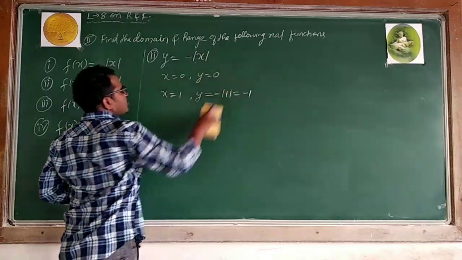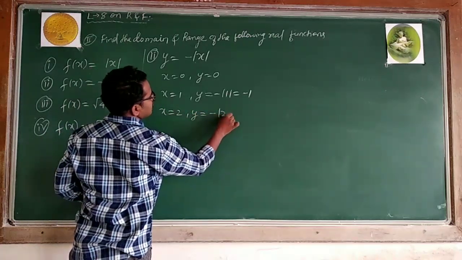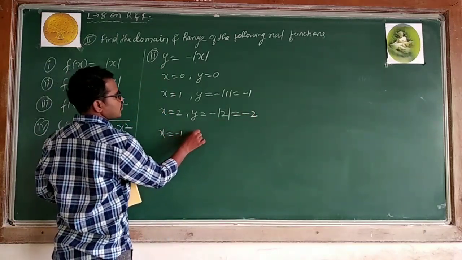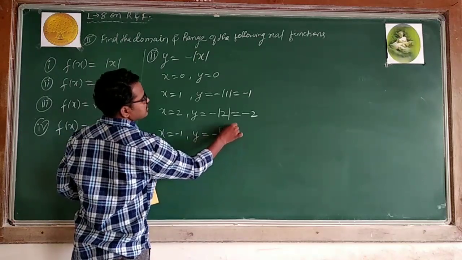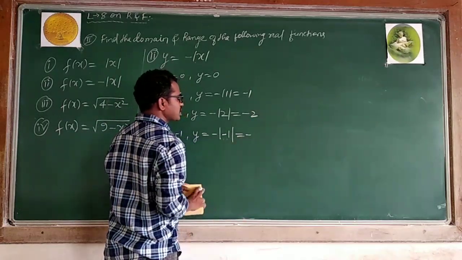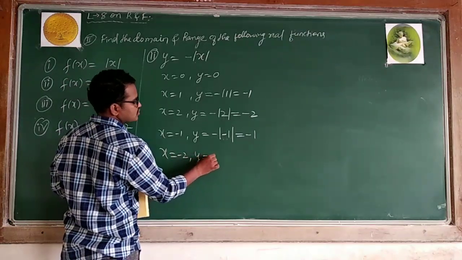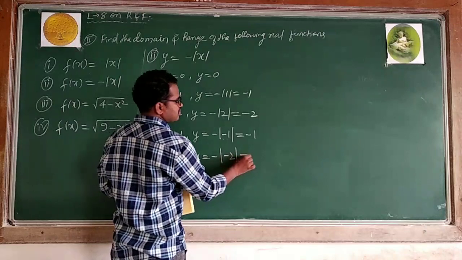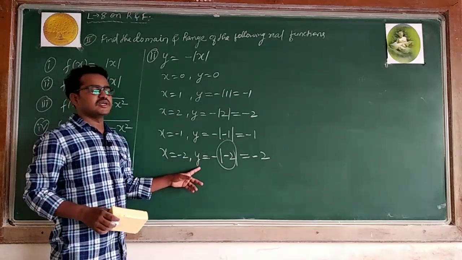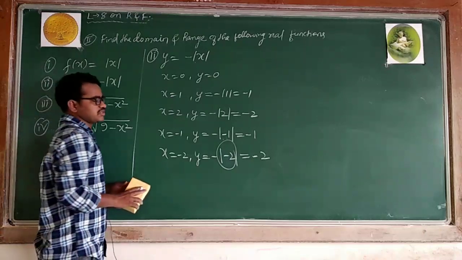When I take plus 1, so x is 2, I am getting y is equal to minus of 2. Modulus of this is 2 only, means minus 2 only. If x is minus 1, y is minus of modulus of minus 1. The modulus of minus 1 you will get positive only, means again minus 1 only. X is minus 2, y is equal to minus of modulus of minus 2, means minus 2 only. Outside, minus is there. So you can take the x value any real number, and you will get all negative values including 0.